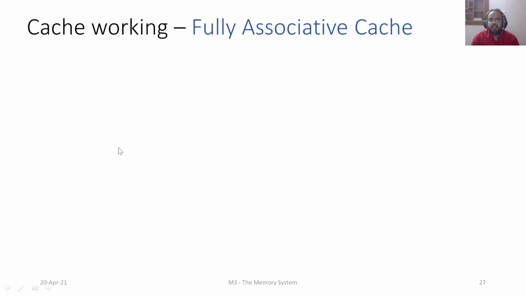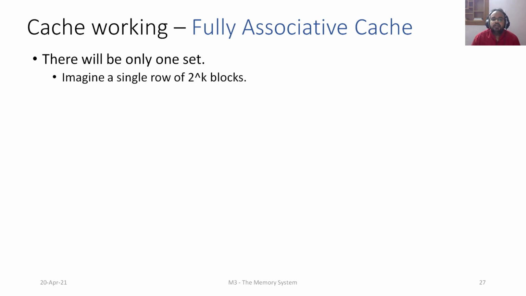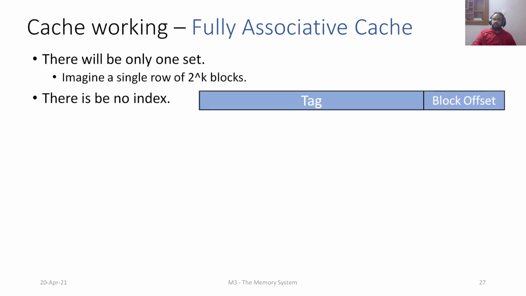Now coming to the last mapping, which is fully associative cache, there will be only one set because the block can be placed anywhere. So imagine a single row of 2 power k blocks. Now how do I identify whether my block is there or not? We split the address into block offset and tag, right? And this tag will be matched to each of those 2 power k blocks, and if any one of them gives a match, it means that it is a hit, and if all of them give a mismatch, then it's called a miss.